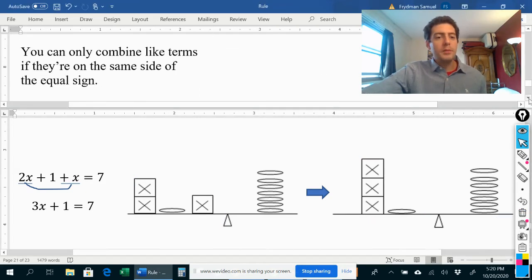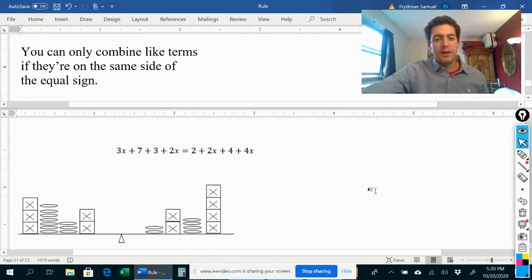You can only combine like terms if they're on the same side of the equal sign. So let's take a look at this example over here. Now we've got a bunch of stuff in this one. Remember, it's the equal sign that separates the two sides of the equation. So the equal sign is like this part of the scale over here, and it separates it into a left side and a right side.